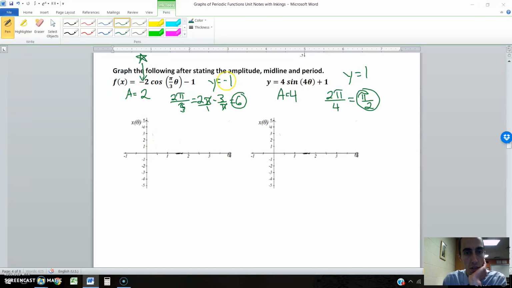Alright, so first start by drawing the midline, y equals negative 1. So let's go down below that axis here. Negative 1.